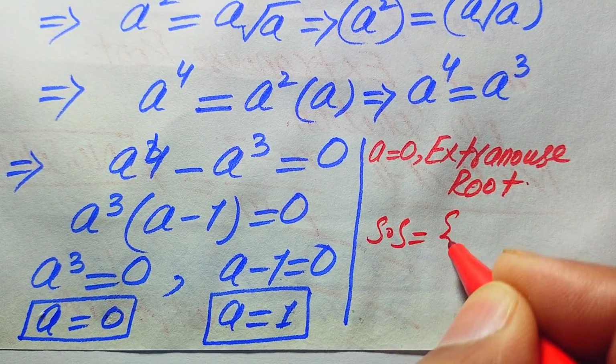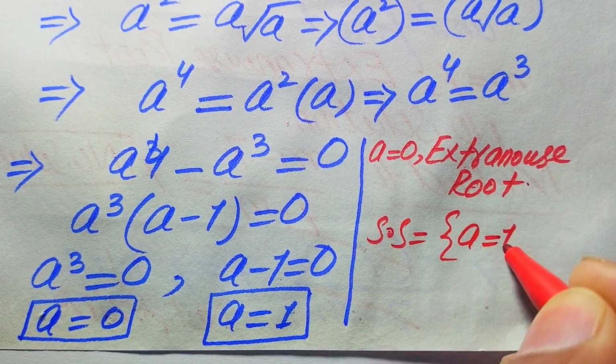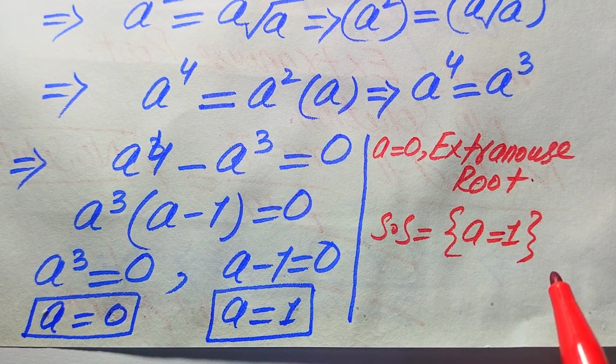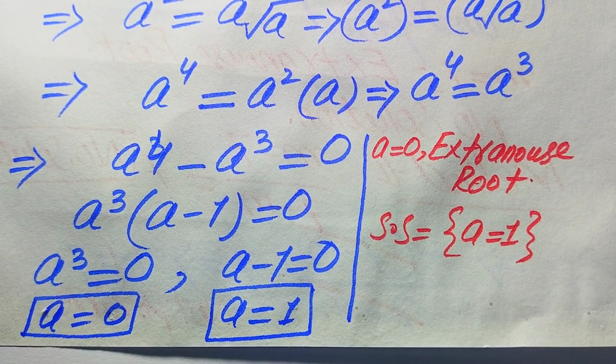And finally we conclude that a equals 1 is the solution set of the given equation because it satisfies our given question statement. So you can see the verification steps in the first method. So this is our final answer.